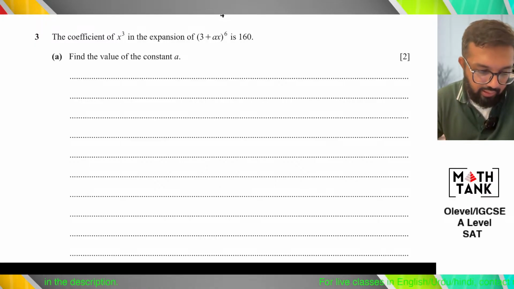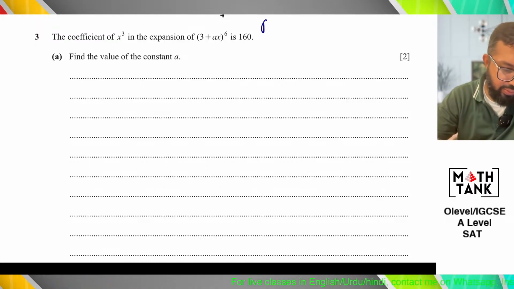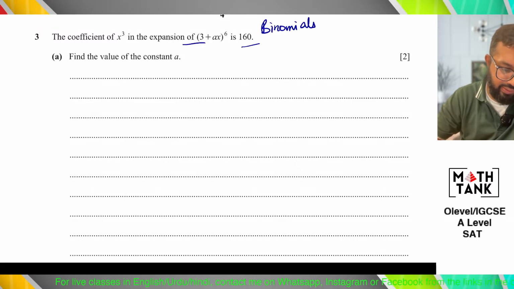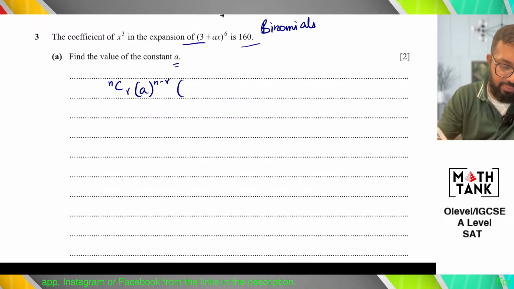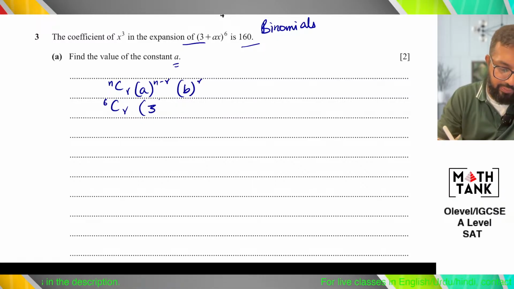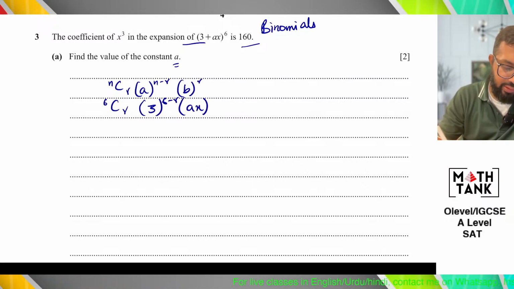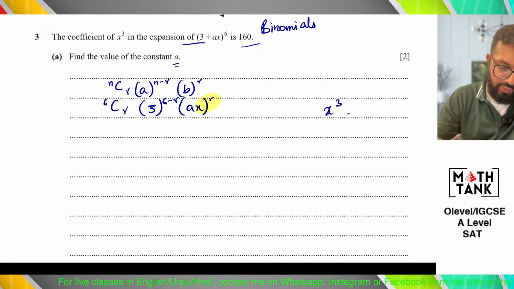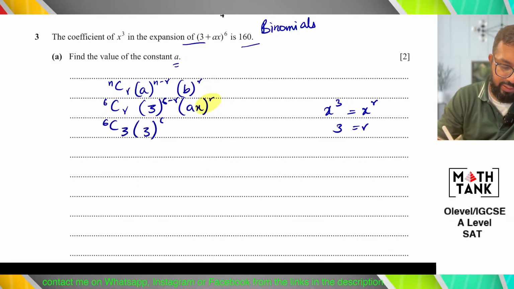Okay. Then the next question is from binomial. There's a coefficient of x cubed in the expansion of this which is 160 and find the value of the constant a. So I don't know what term I have to calculate. So I'm going to use nCr a power n minus r and b power r. So 6Cr 3 power 6 minus r and ax power r. I want x cube and I have x power r should equal 3. So 6C3 3 power 6 minus 3 ax power 3.